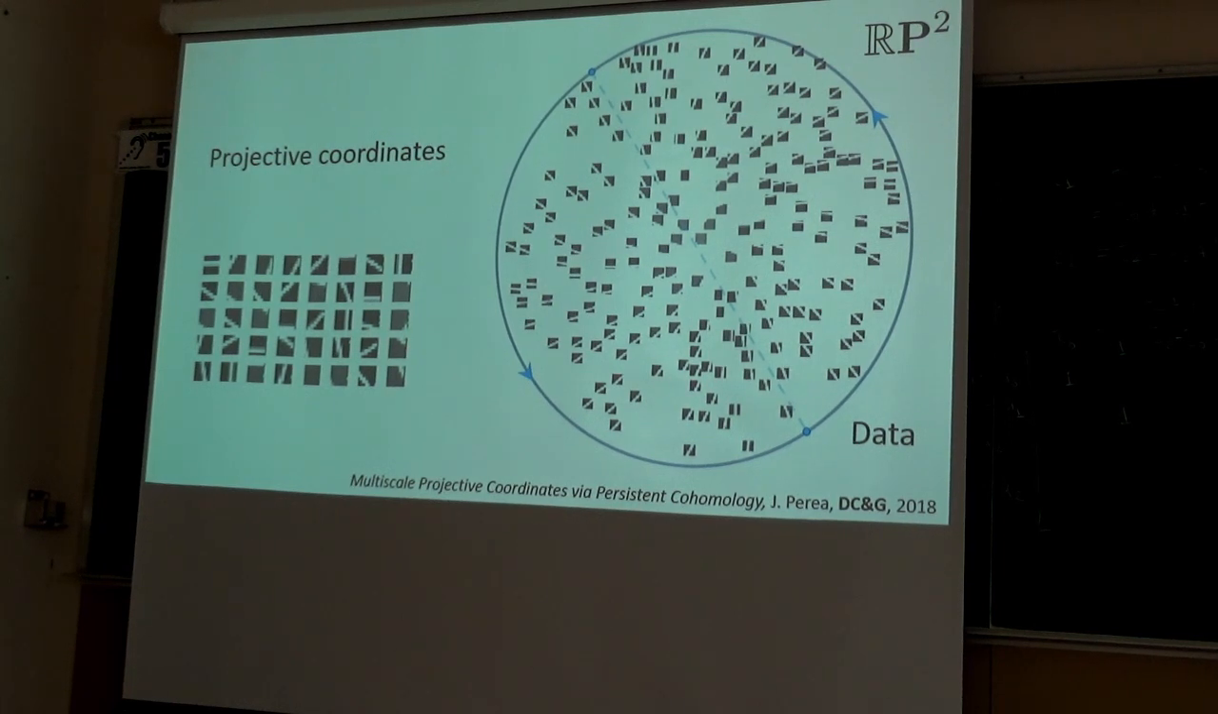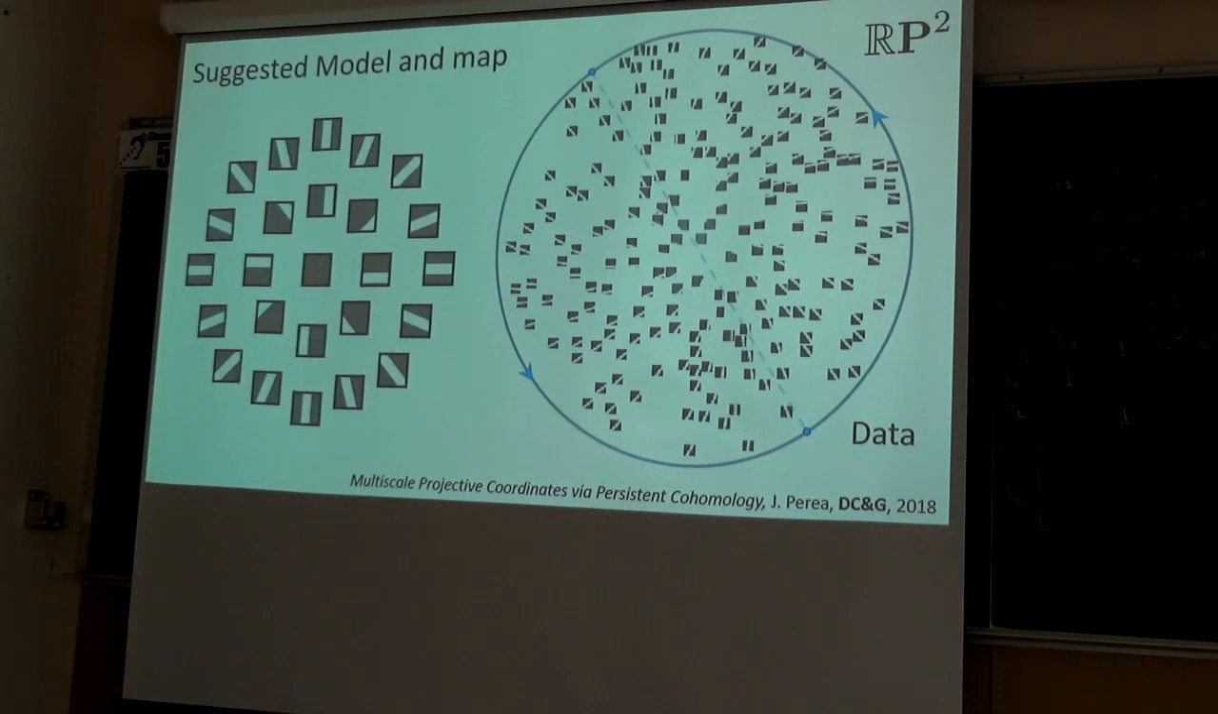So here's what I want to do. I want to take RP2. Hopefully, I've convinced you that these types of spaces actually appear in data that people care about. So what we're going to do now is try to compute the homology of RP2.